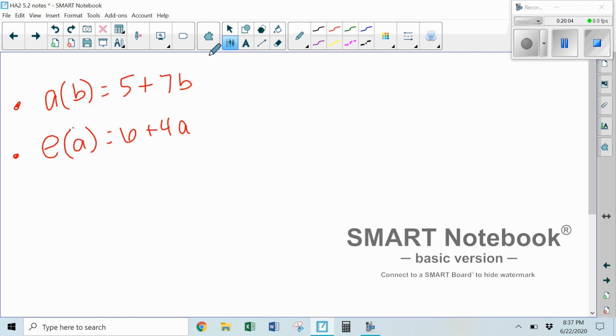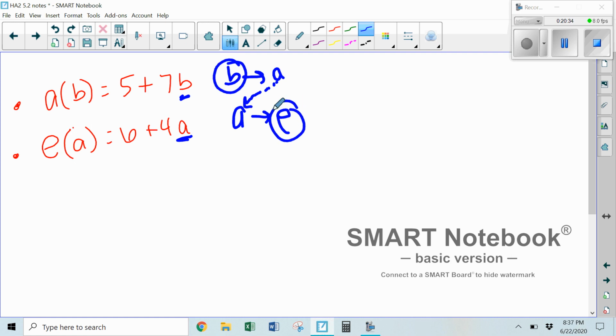The input here is B. When I input B, what do I get? I get A. What happens down here? What's my input? It's A, and my output is E. If the output here matches the input here, I can combine these. I can input B and output E into one function. Here's the way I do that. So it's going to end up being input B, output E.